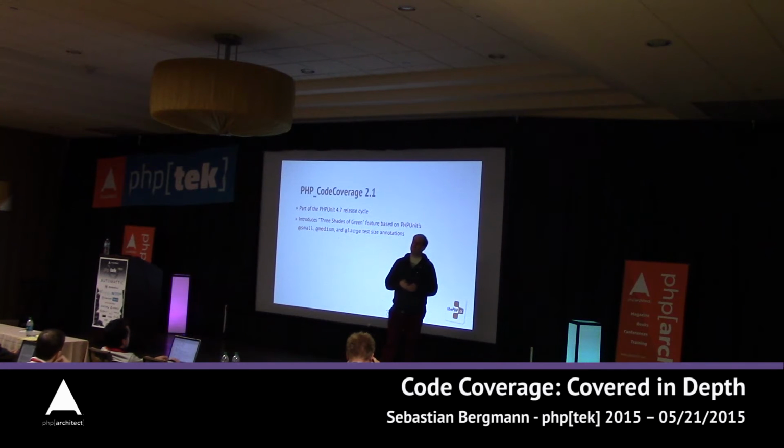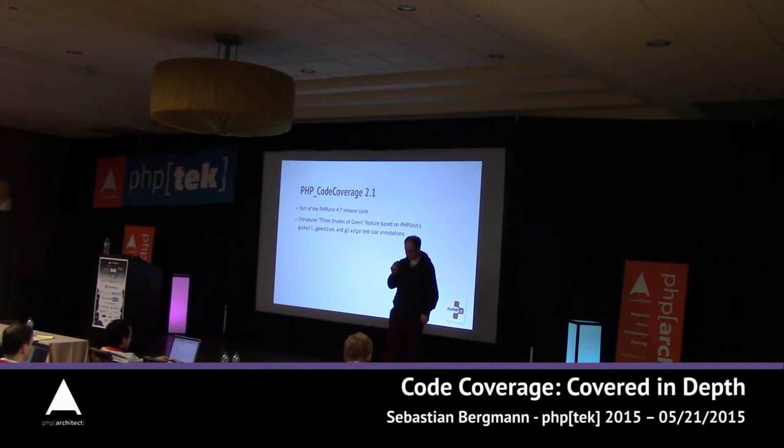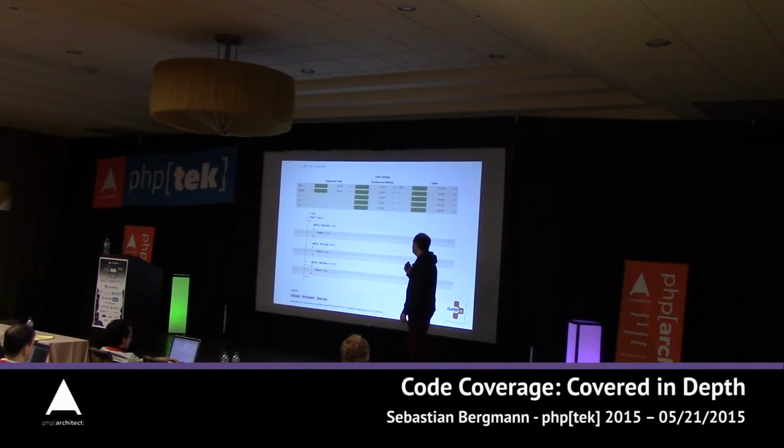At some point in the hopefully not so distant future, there will be another strict check that operates on small, medium, and large. And for instance, a small test will then be aborted when it touches the file system, or talks to the database, because that's not a small test, that's a medium or large test. But we'll do something with that data in PHPUnit 4.7 and introduce different shades of green in the line coverage report.